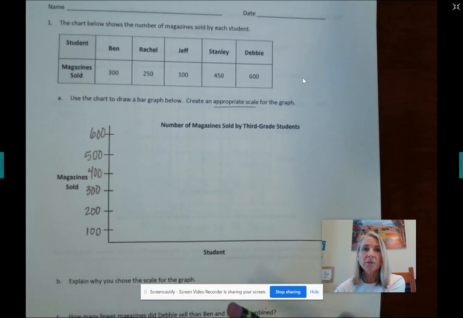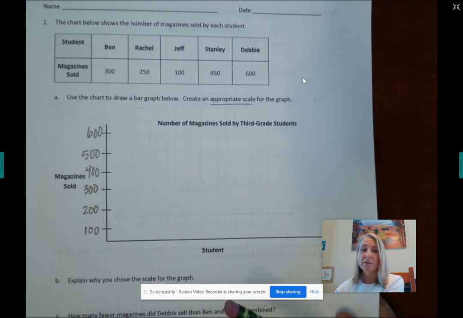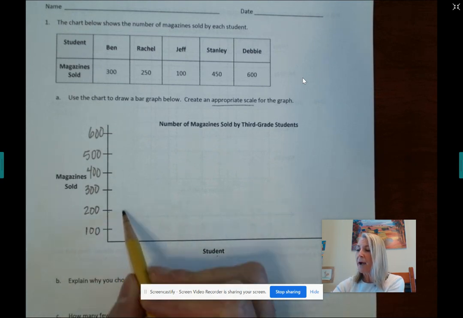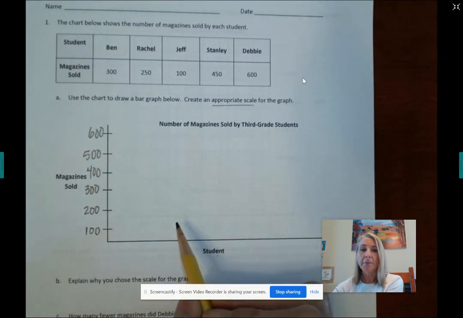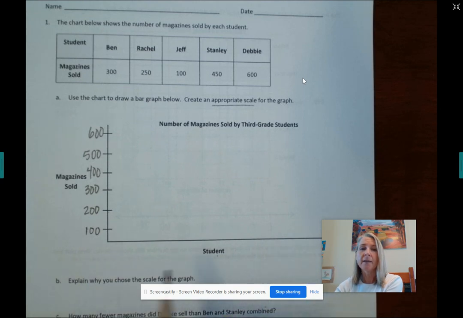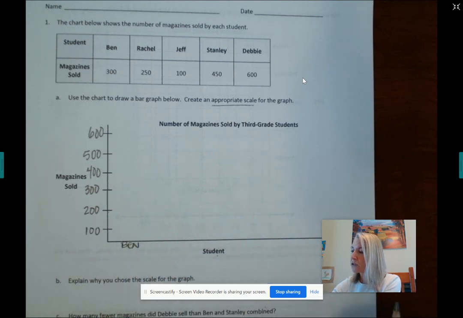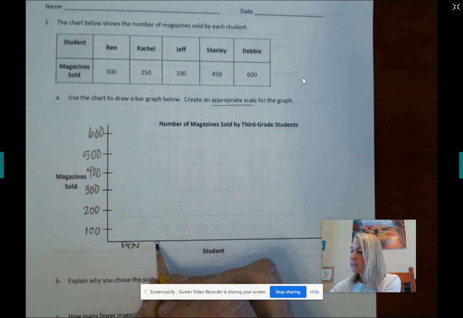All right, now we also have to identify the students because we have a title here, student. They didn't give us a lot of room here to put the names, but we need to. So our bar graph is going to be going up, right? We're going to pull across the X and we're going to pull up to the amount on the Y. So my first student is Ben. I think I'm going to go ahead and just make sure I can fit all of these people in here.